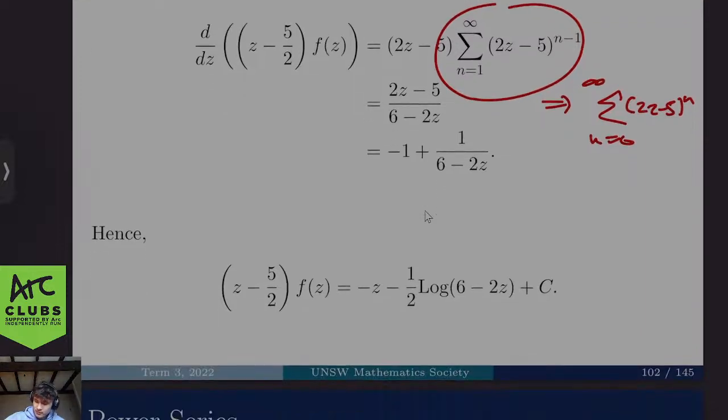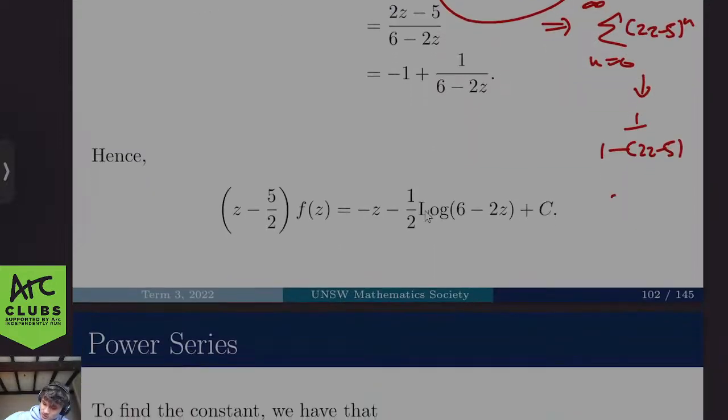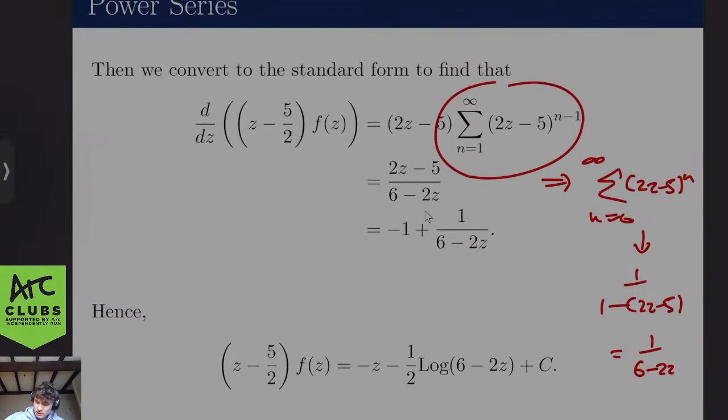And the reason why we want it to be standard form is because I can immediately say, using the geometric series, that this is just 1 on 1 minus (2z minus 5), which is 1 on 6 minus 2z, right? And then we multiply here, and then we get this. And then we can rewrite it in this form using a bit of algebra.